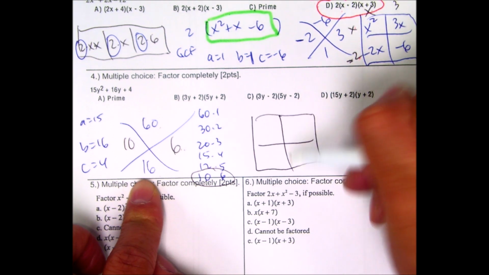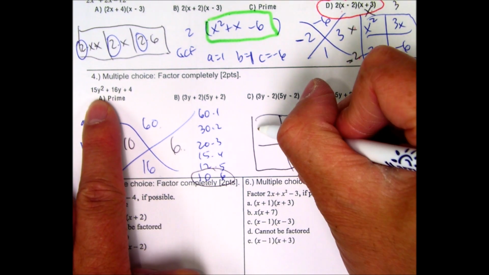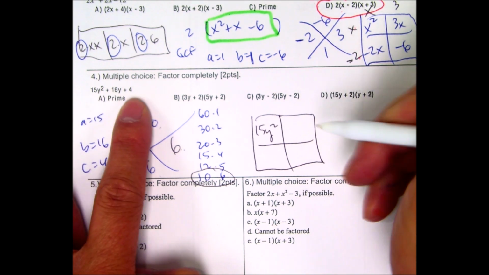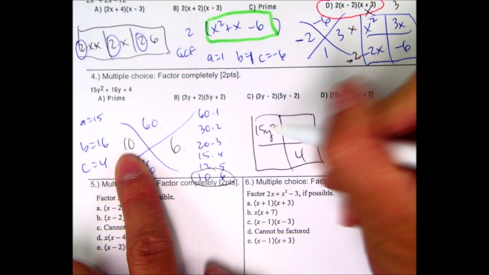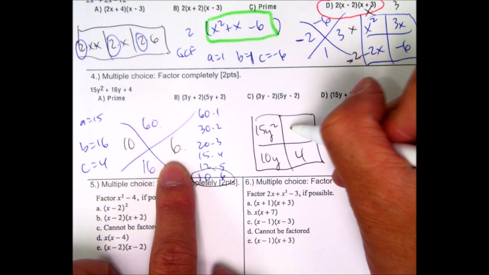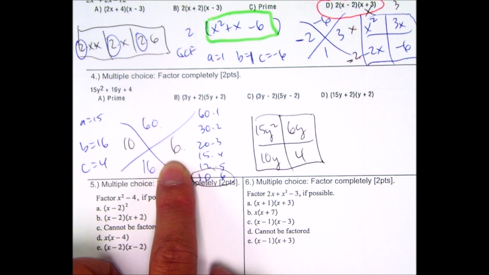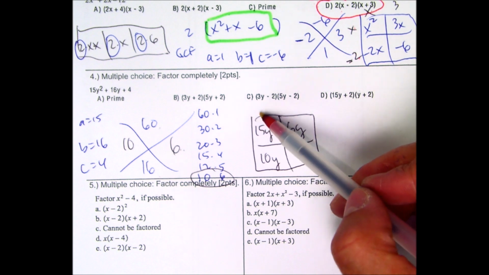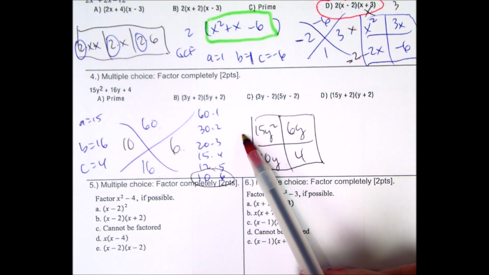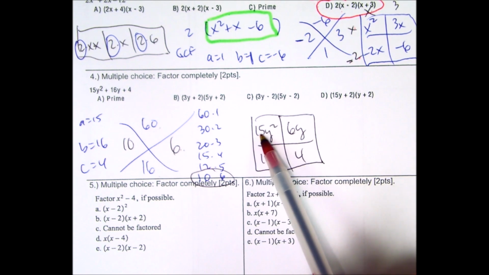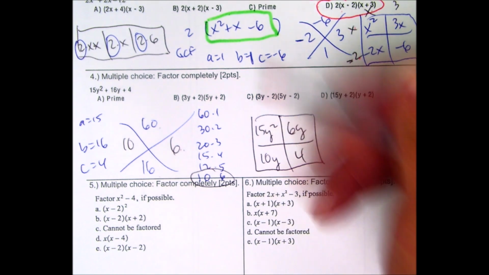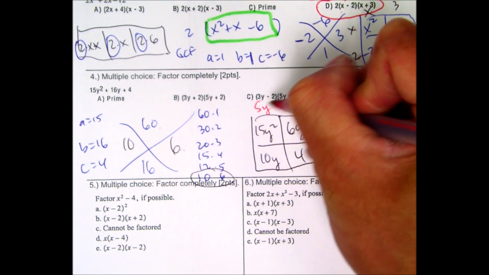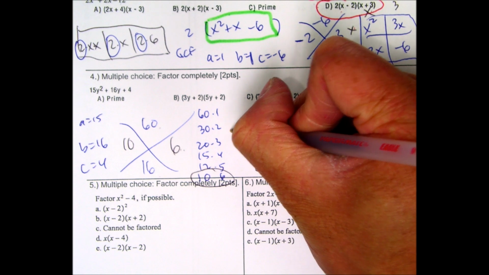Fill out your box. 15y squared, C value is 4, 10y, and 6y. Now it's going to have to be 5 times 3, right? Well, notice here I can't put a 5 there because 5 goes into 15, but 5 does not go into 6. So I'm going to put the 5 up here. And I'll put the 3 here.